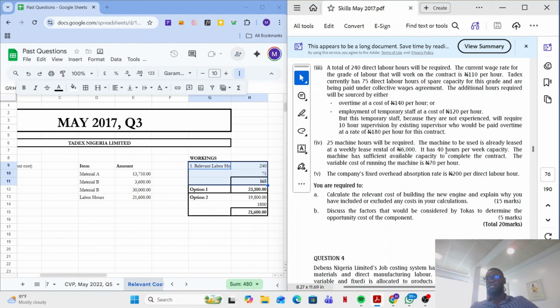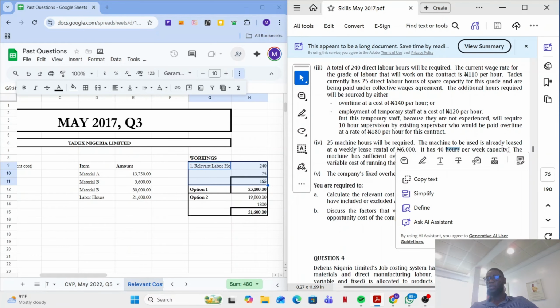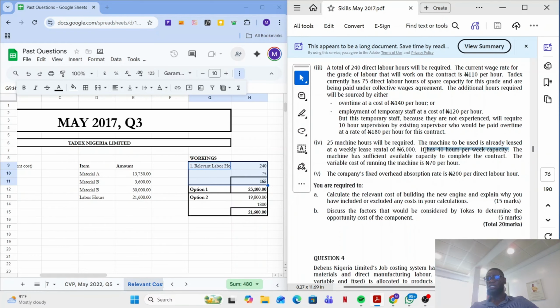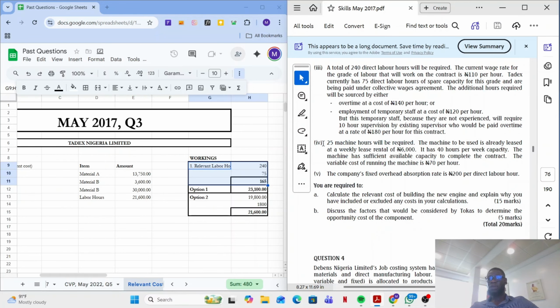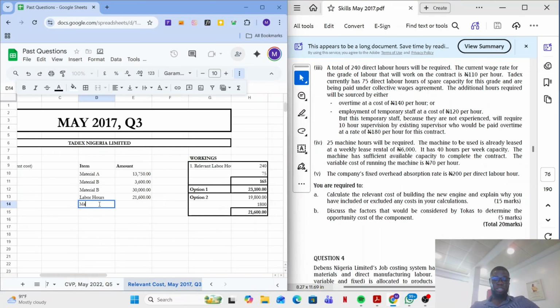It has 40 hours capacity per week. So this is the amount that it can work for, 40 hours. But look at it, they said we just need 25 hours. 25 hours will be required. Okay, so that means this 25 hours is the relevant machine hours to us, at least for this one. The machine has sufficient available capacity to complete the contract. The variable cost of running the machine is 17 naira per hour. So we just know that this is 17 naira. This is the relevant cost, multiplied by the relevant machine hours.